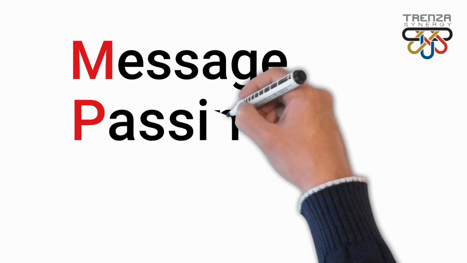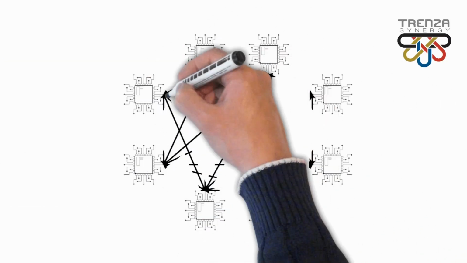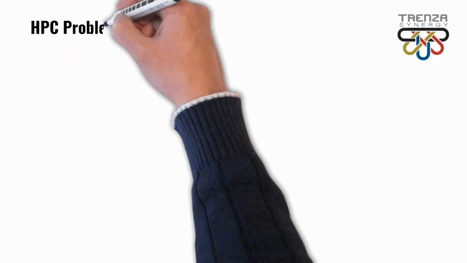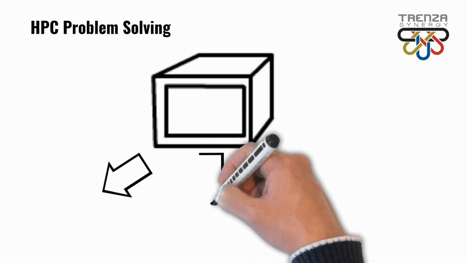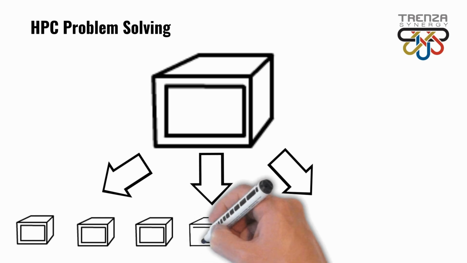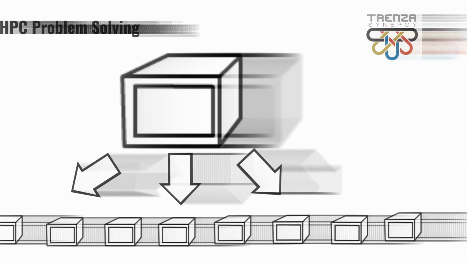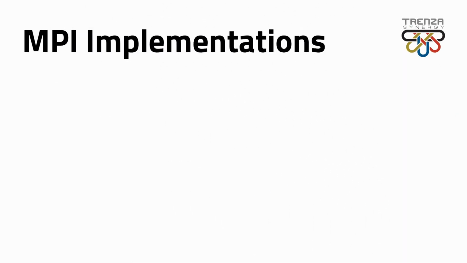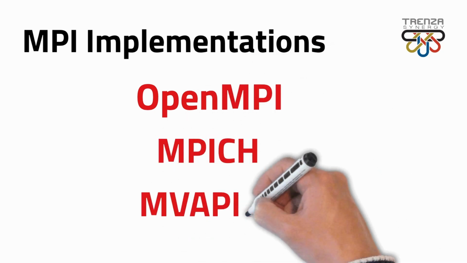MPI stands for Message Passing Interface. It is a standardized communication protocol for passing messages within a parallel computing application. Basically, it's a way to divide a big computational problem into a bunch of smaller computational problems and give them to different computational threads. Each thread solves its piece of the problem and exchanges messages with the other threads when needed. There are several different implementations of MPI, including, but not limited to, OpenMPI, MPICH, and MVAPICH.